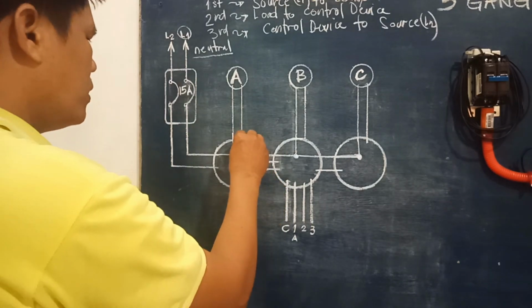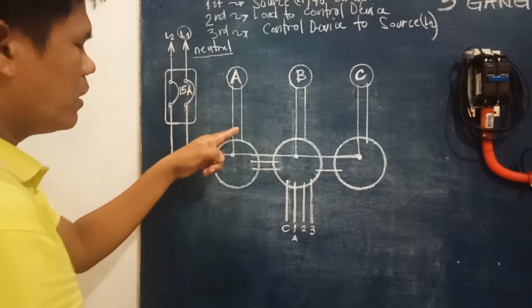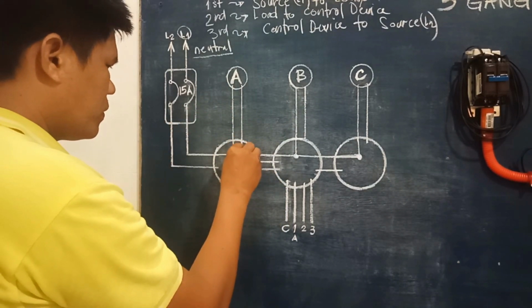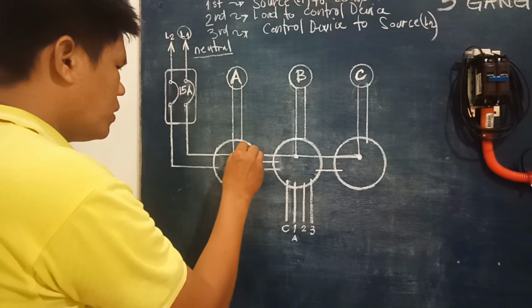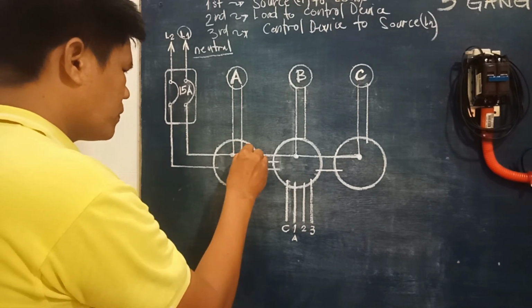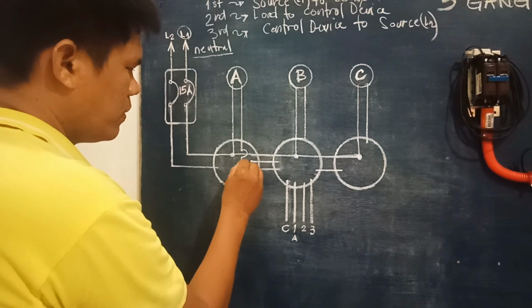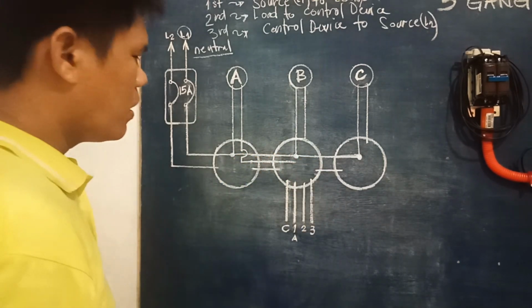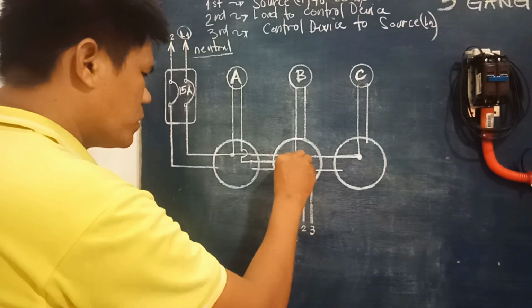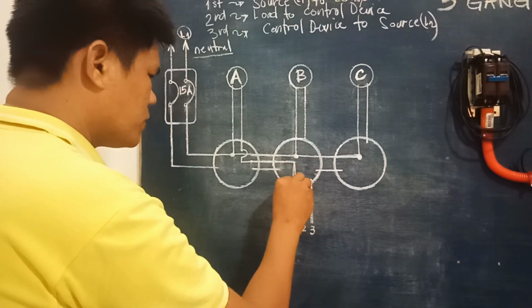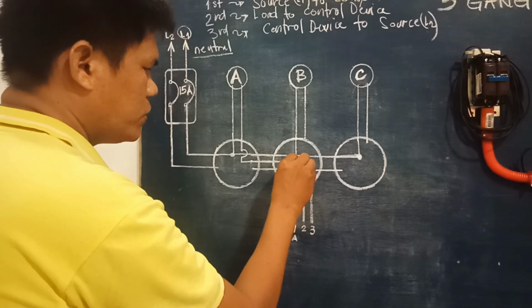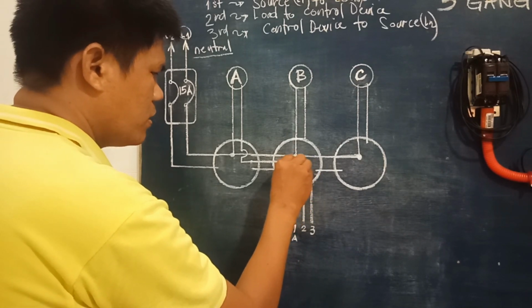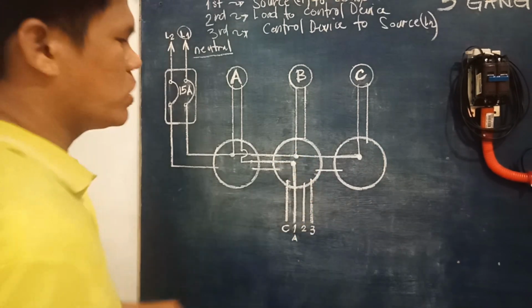So meaning to say, this wire here connects going to this one, going here in our 3-gang single pole switch right here. Okay, so right here they are connected to each other. Okay, so that is connected to each other.